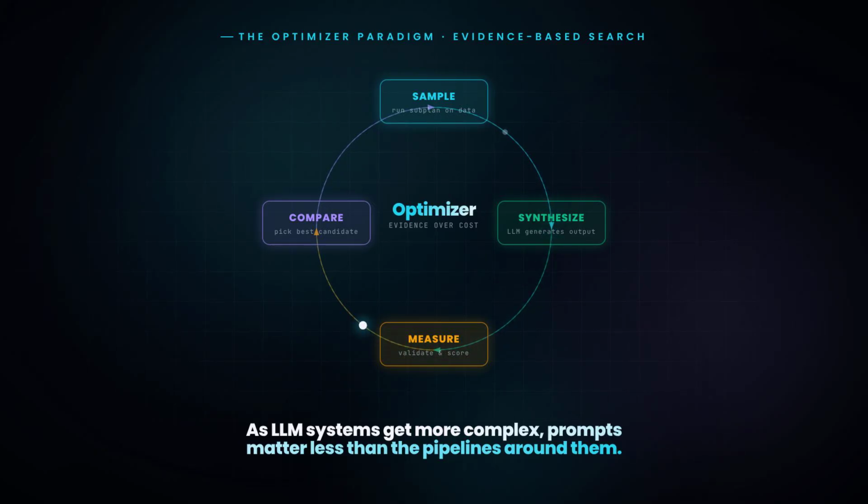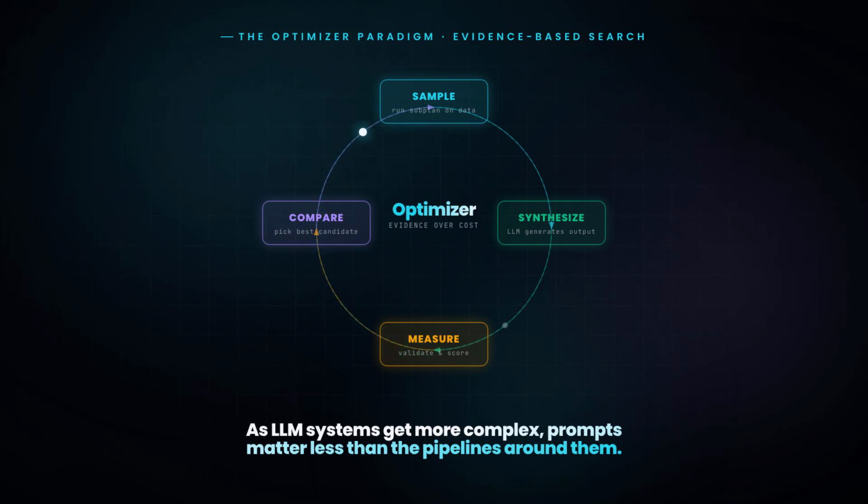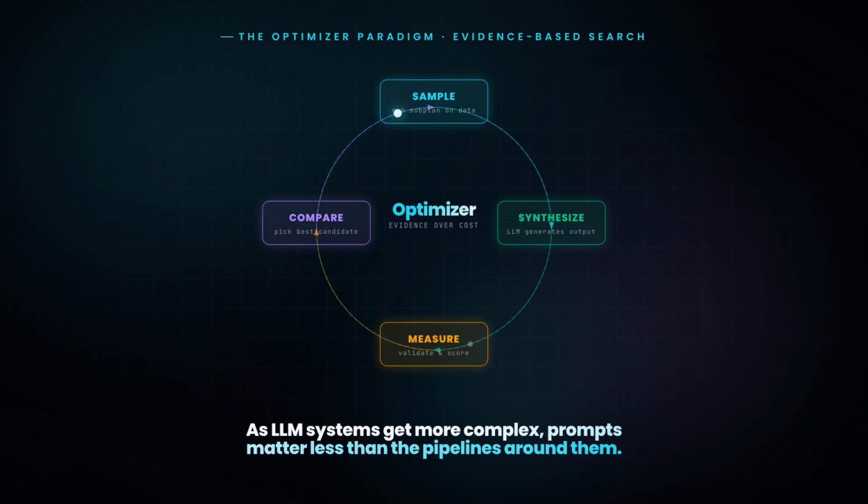So DocETL replaces cost-based search with evidence-based search. Sample real data. Synthesize task-specific evaluation criteria. Measure actual output quality on actual documents. Compare alternatives empirically. This is query optimization for when the executor is a language model. The answer to which plan is best is not derivable from a cost model. You have to measure it.